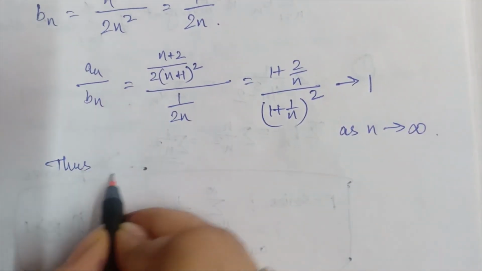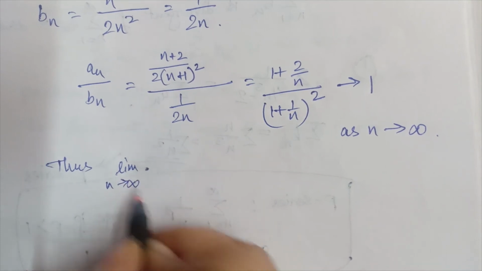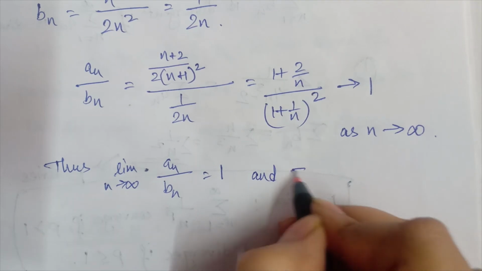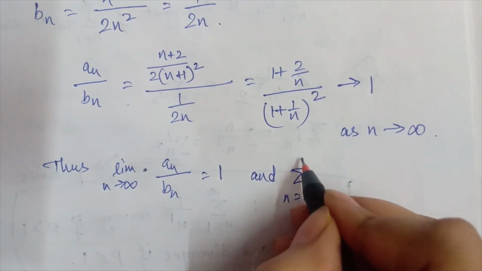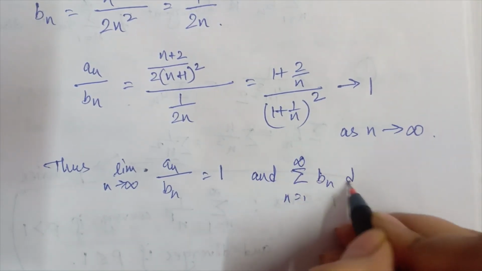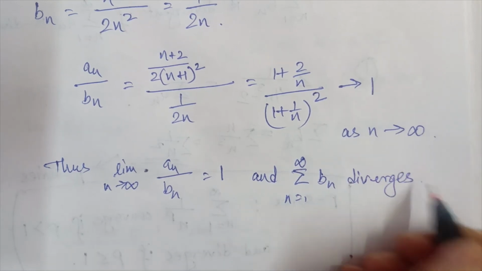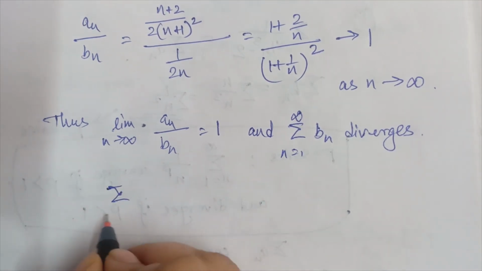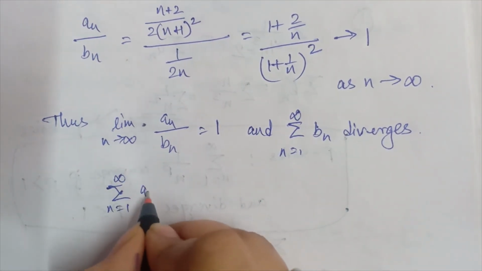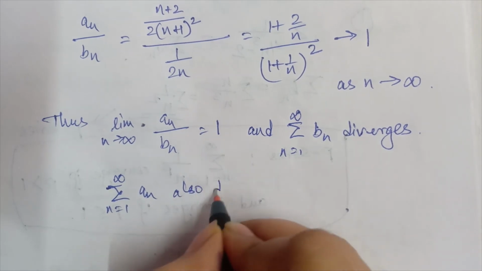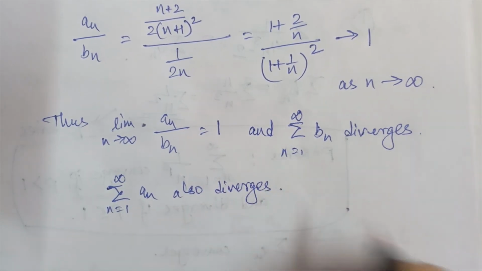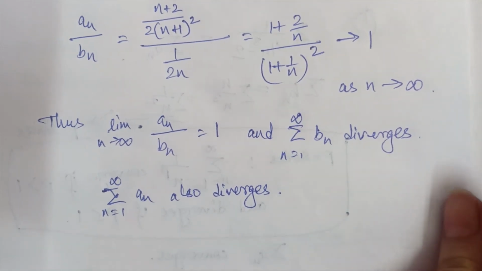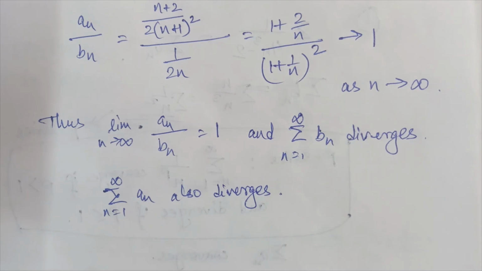Thus, limit n tends to infinity an by bn equals 1, and the series summation n equals 1 to infinity bn diverges. So therefore, the given series, which is summation n equals 1 to infinity an, also diverges. So in this way the comparison test is done. Stay tuned for the next tests.